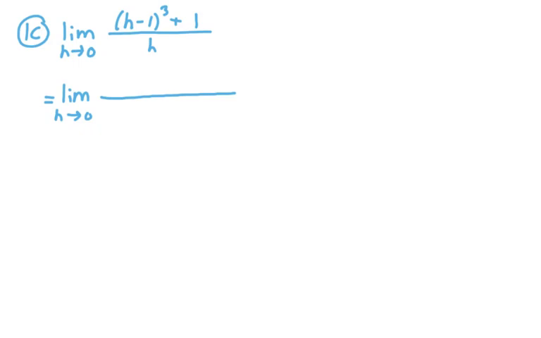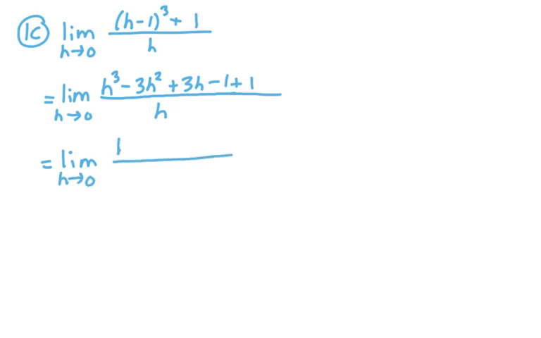If I cube out h minus 1, I claim you're going to get h to the third minus 3h squared plus 3h minus 1 plus 1. That's the top. On the bottom, we get h. Now, this is the limit as h approaches 0 of h cubed minus 3h squared plus 3h divided by h.